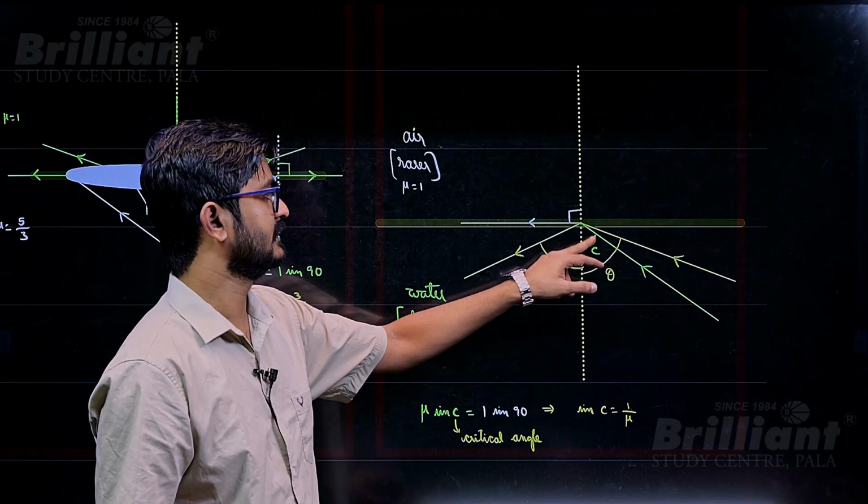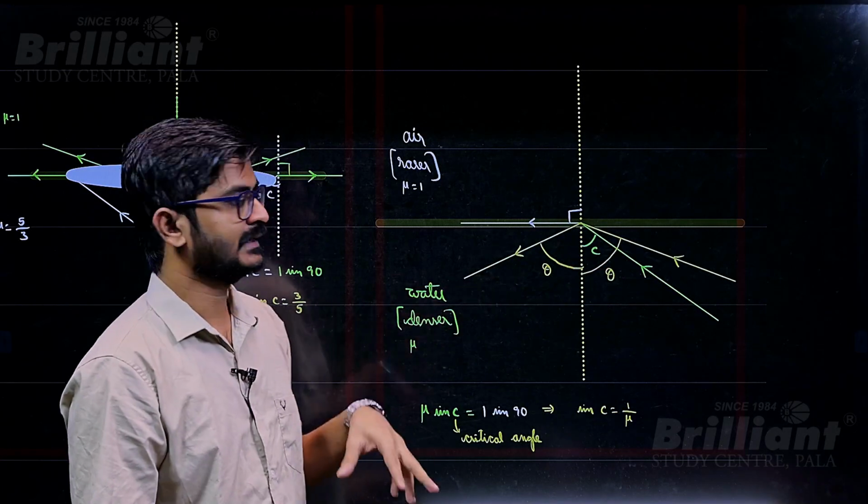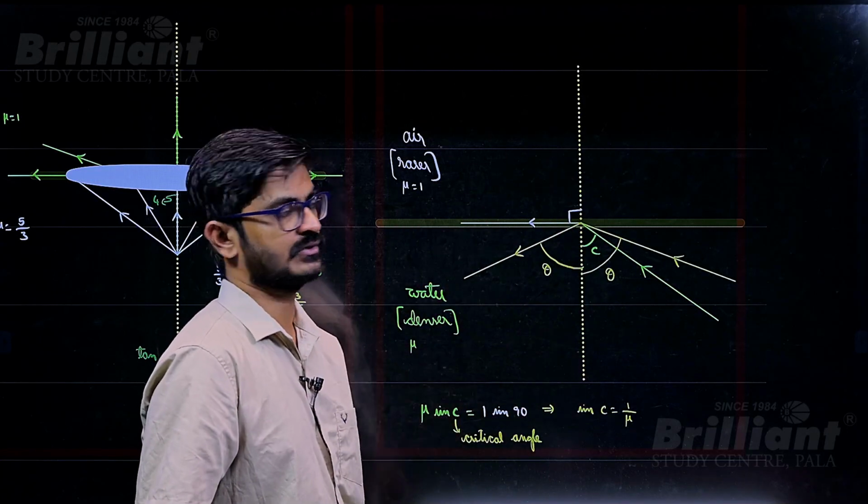Again, I can apply Snell's law between this green color one and this white color one. Now understand, this will happen only when the ray is going from denser to rarer, because it has to bend away from the normal, right?